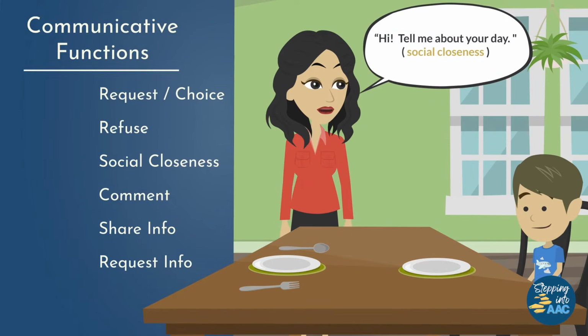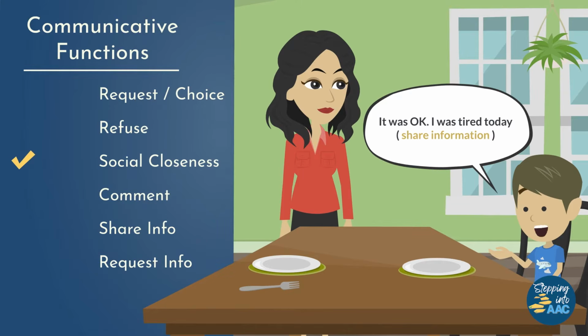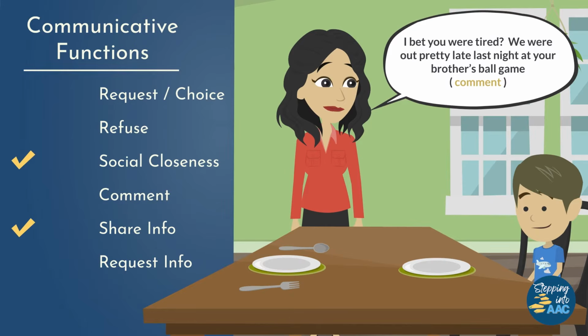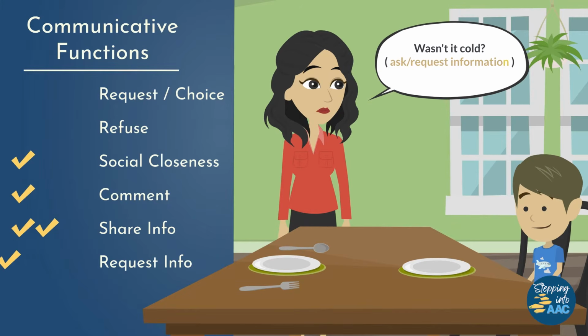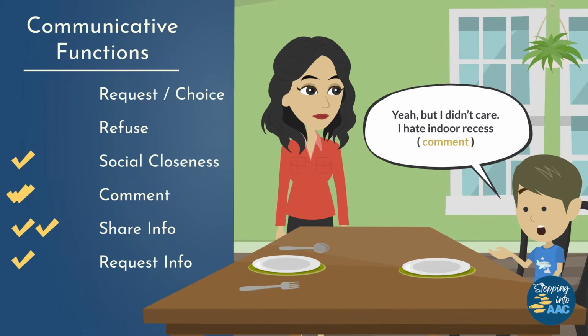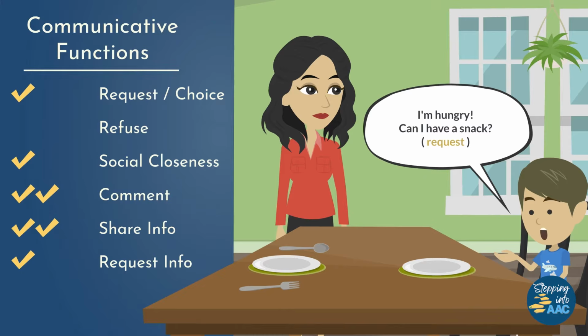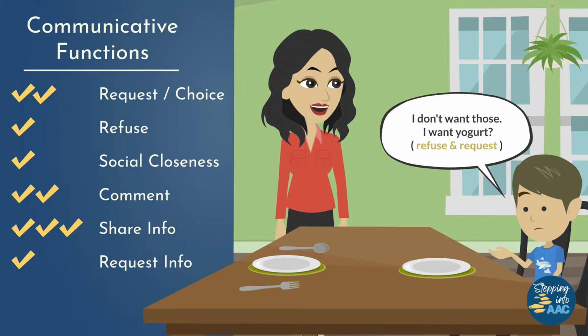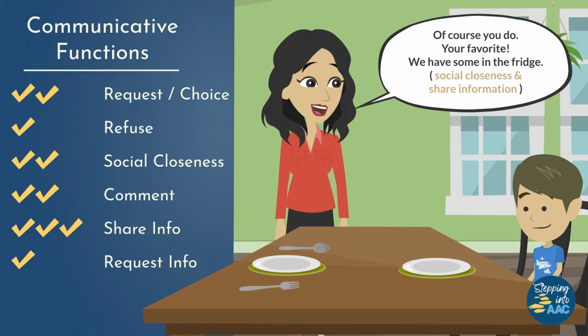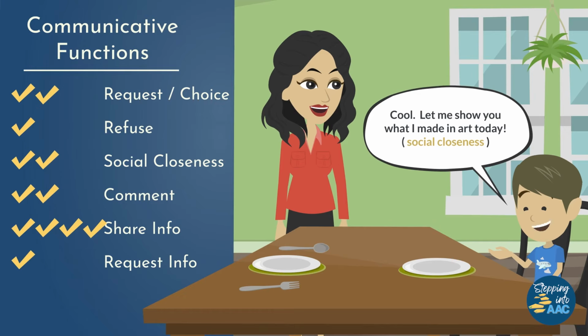Hey there, tell me about your day. It was okay. I was tired today. I bet you were tired. We were out pretty late last night at your brother's ball game. Yeah, we did get to go outside for recess. Wasn't it cold? Yeah, but I didn't care. I hate indoor recess. I'm hungry. Can I have a snack? I just got apples and granola bars. I don't want those. I want yogurt. Of course you do. Your favorite. We have some in the fridge. Cool. Ooh, let me show you what I made in art today.